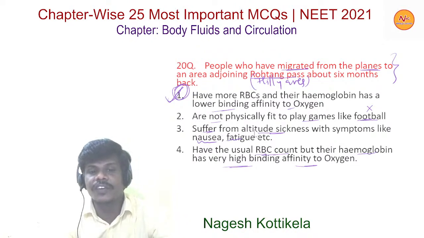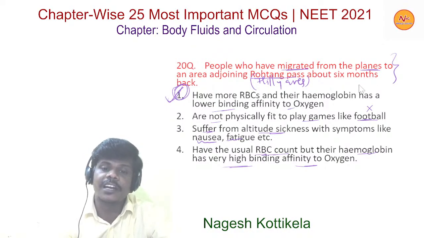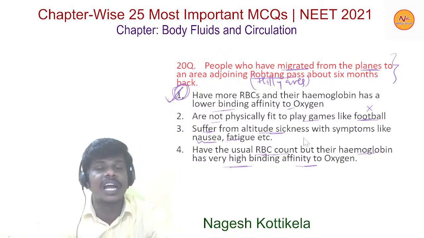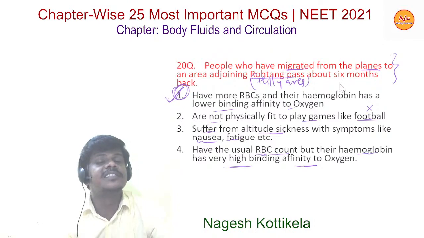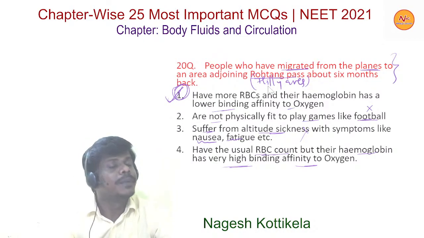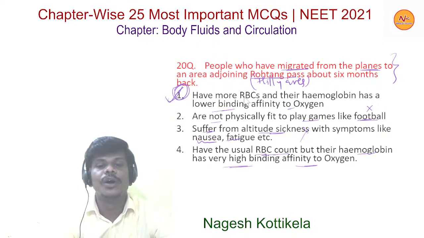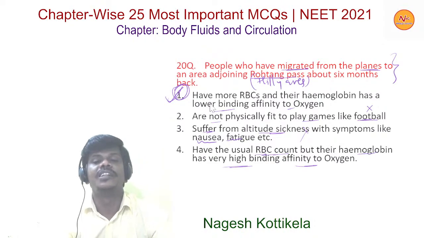Okay, they suffer from altitude sickness with symptoms. Actually, it is 6 months back they have migrated. So immediately now they do not suffer with this altitude sickness. Okay, for the first time when the person is migrating or moving to a hilly area, they might suffer with altitude sickness, but it is already 6 months over. So this is not the right option, and the usual RBC count is wrong, because people living in hilly areas generally have more RBCs because hemoglobin has low binding affinity to oxygen in hilly areas. So option 1 is the right option.